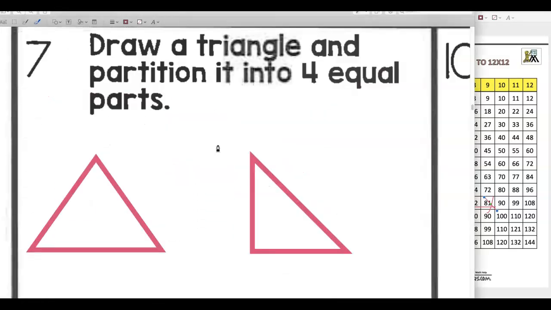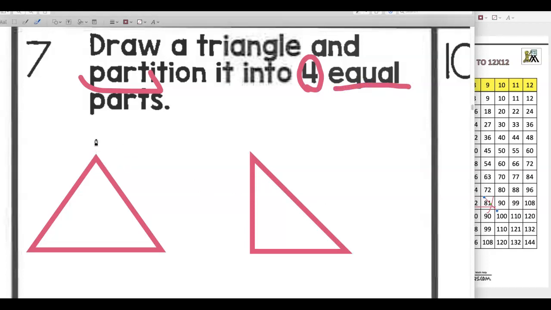Everybody should know 4 times 1 equals 4, because anytime you multiply a number by 1, it equals itself. Number 7, draw a triangle and partition it into 4 equal parts. Remember that partition simply means put it in parts, and how many parts do they want? 4. But there's a key word, they have to be equal. So this is a tricky one.